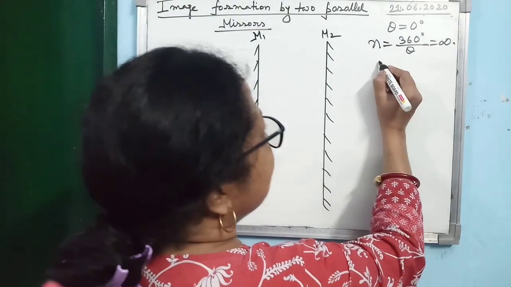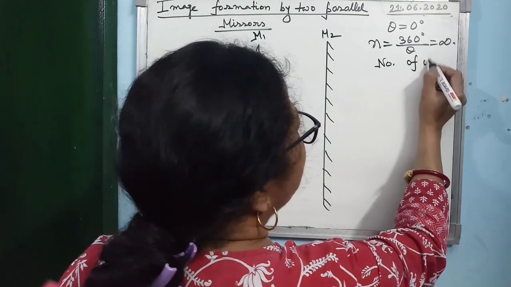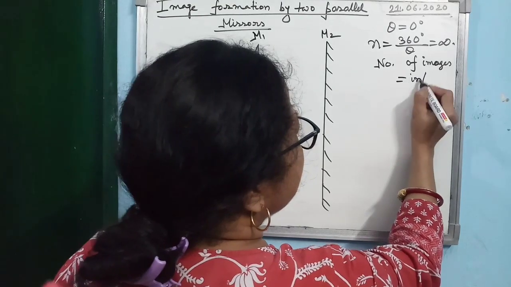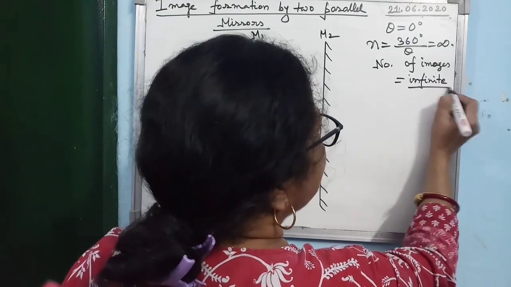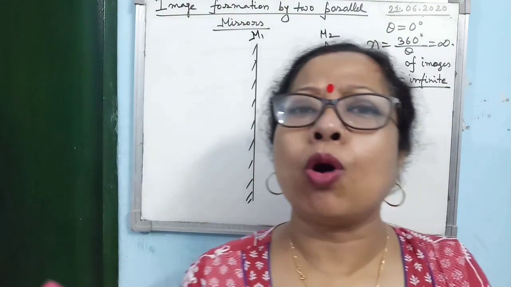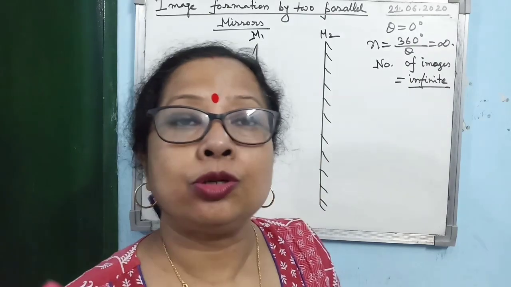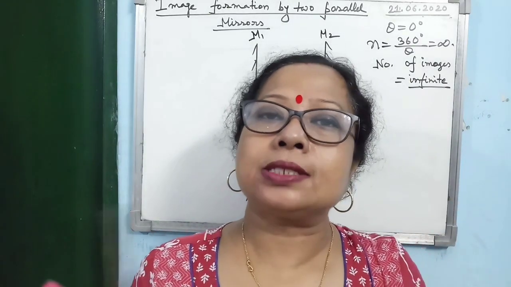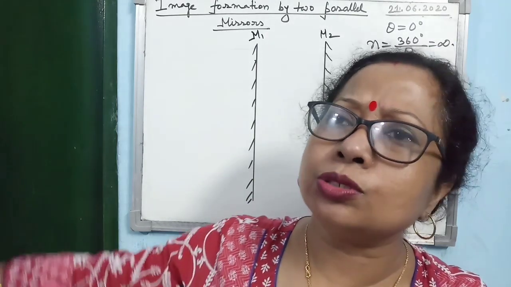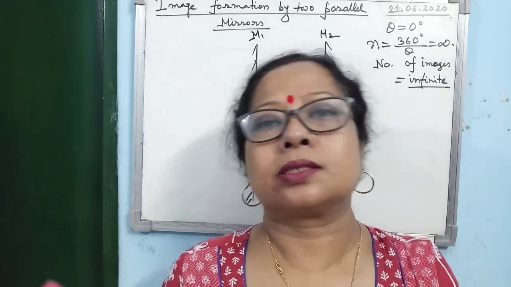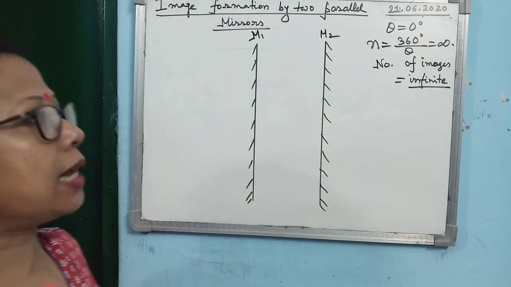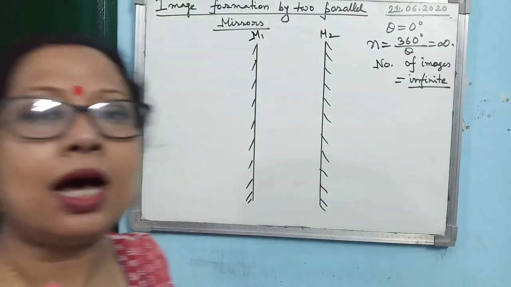So how many images will be formed? Number of images formed will be infinite. I hope those who have gone to any science museum have seen that 2 plane mirrors are kept, and if you stand in between them and look, you will see several of yourself lining up on both sides of you. The images formed by 2 plane mirrors are infinite. So it is coming from the formula.